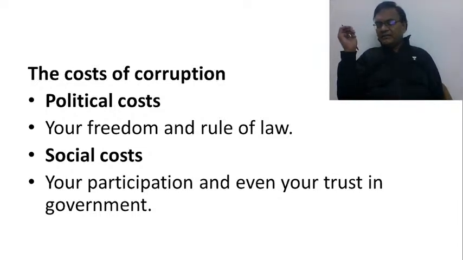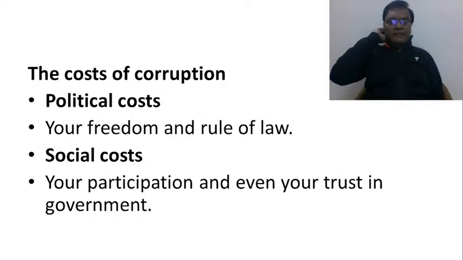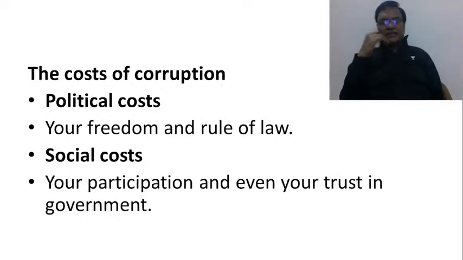Now coming back here, what is the cost of corruption? Political cost: your freedom and the rule of law. When there is corruption, there will not be any rule of law. Absence of rule of law itself means corruption. Your freedom will be lost. Why? Because rich people will become richer, poor people will become poorer. The poorer you are, the less free you will be, because you have to depend on others for your survival.